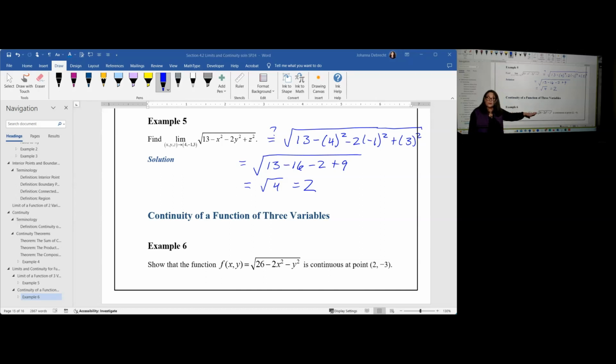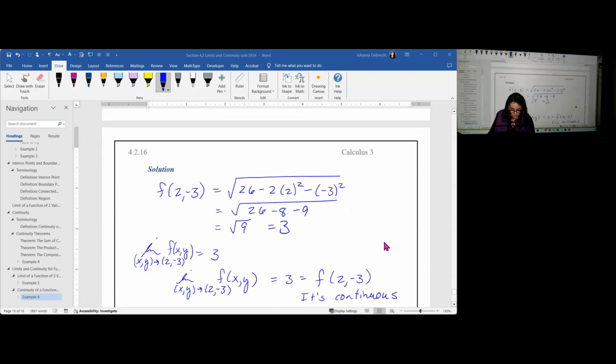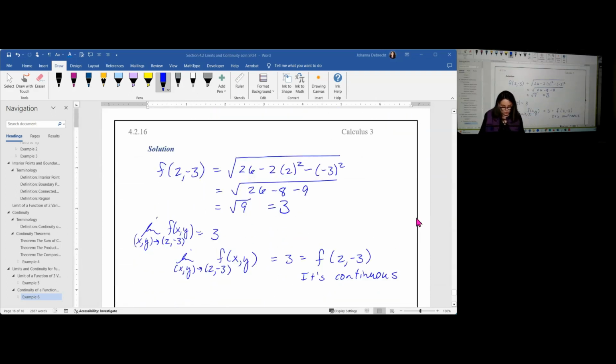To show continuity at the point, we simply need to establish that it exists at the point. In that case, we can go ahead then and plug in our values. When we plug in the values for the ordered pair, we get that the function value at the point is 3. In other words, it is defined there. Because it's defined there and the limit of it would give us the same value, we know that it's continuous at that point.